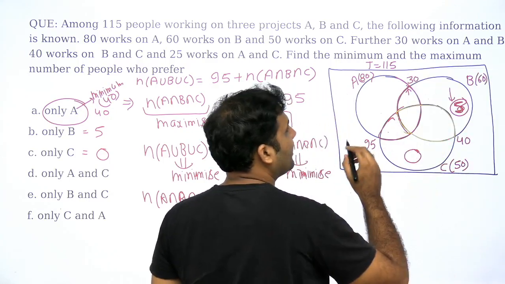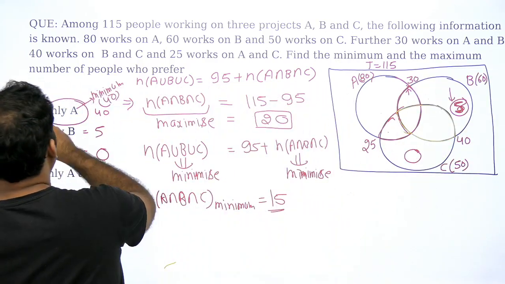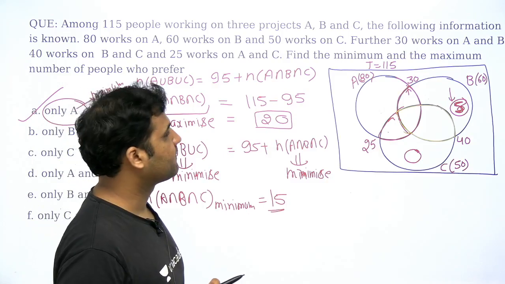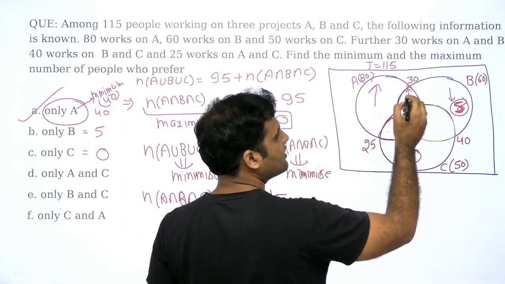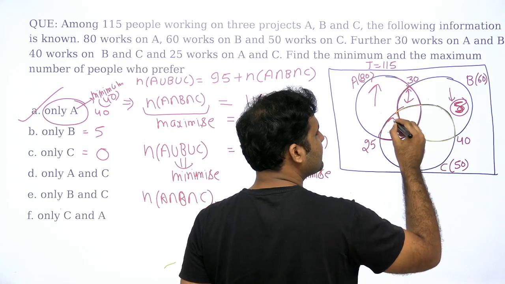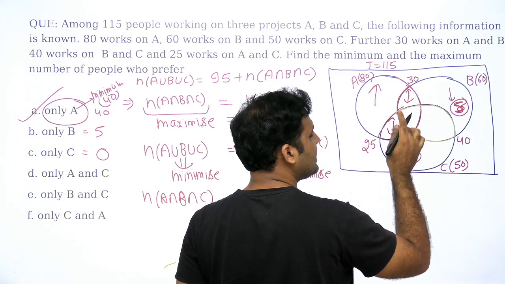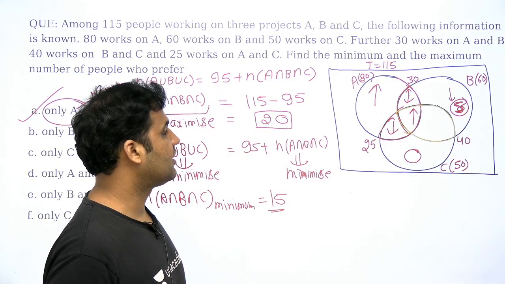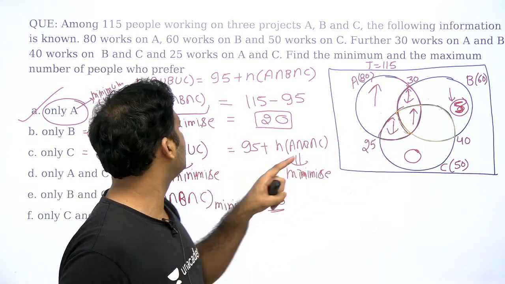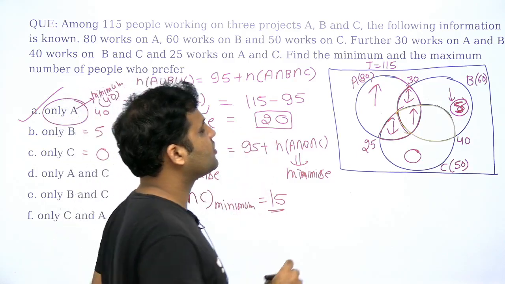Now guys, if I want to find out the maximum of only A, if I want to increase this, then I need to decrease this. And if I need to decrease this, I need to increase this. That's it. You'll get your answer now. Now what is the maximum value here? The maximum value here is 20.